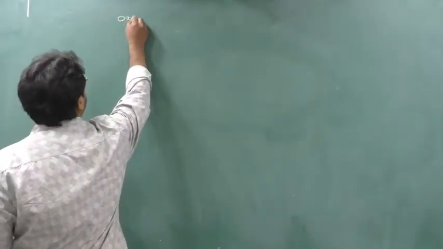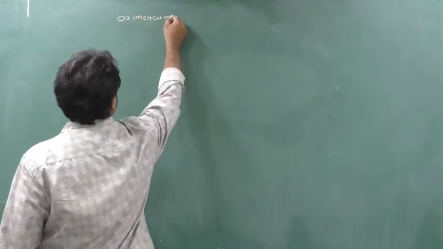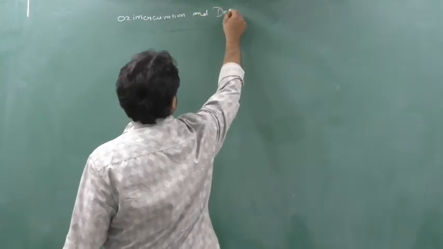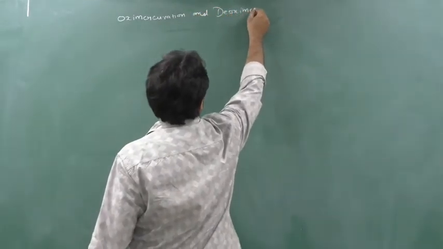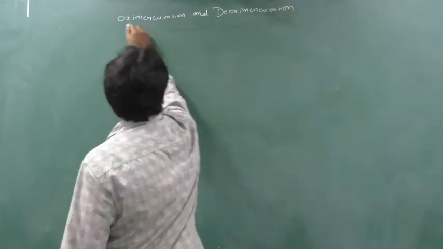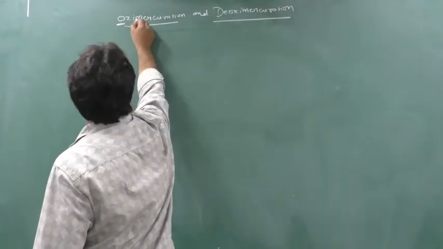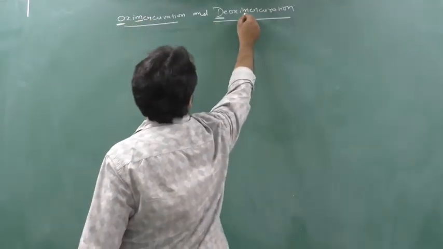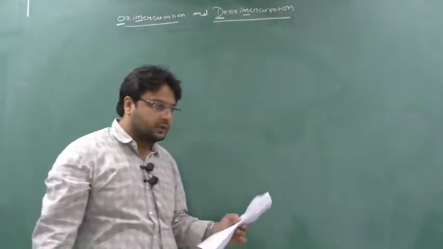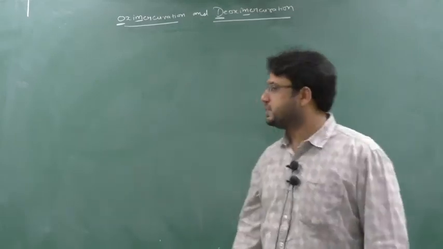So you can write down oxymercuration and demercuration. Clear? Okay. So here OM and DM. This is also known as the OM-DM method. Sometimes in certain books or certain questions they can give OM-DM. So that is something about oxymercuration and demercuration.